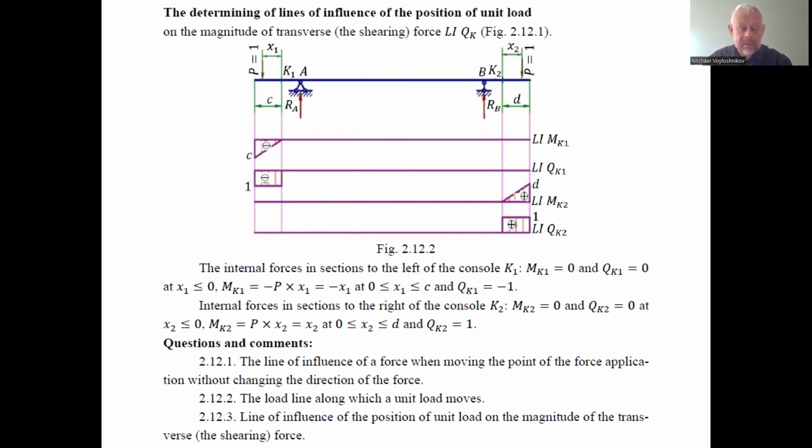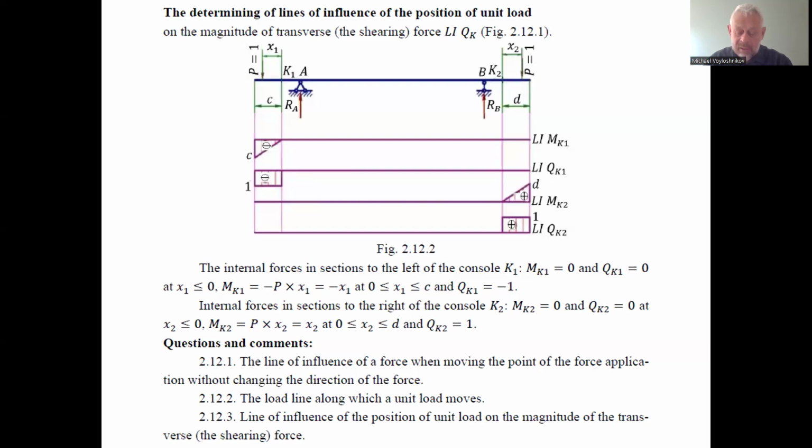Questions and comments. The line of influence of a force is obtained when moving the point of the force application without changing the direction of the force. Line of influence is the dependence of the factors, like bending moment, shearing force, support reactions, or maybe the displacements of the beam, or the angles of rotation of the beam under the external load and the support reactions, when the external unit force is assumed to move along the beam. This is the line of action.